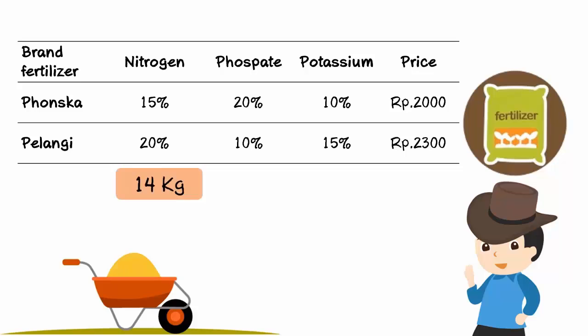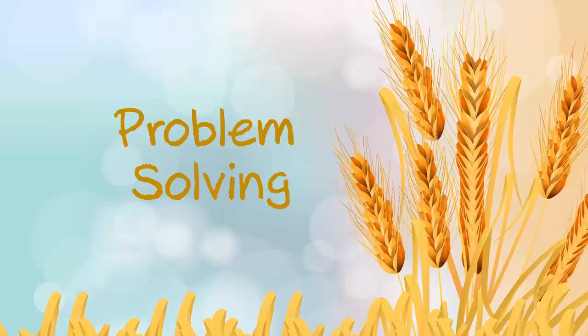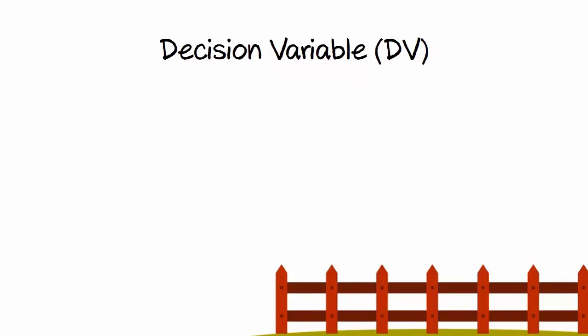The farmer needs at least 14 kilograms of nitrogen, 8 kilograms of phosphate, and 4 kilograms of potassium for his field. This is the minimum amount of nitrogen, phosphate, and potassium he needs. Okay, now we will talk about the problem solving. There will be three steps.